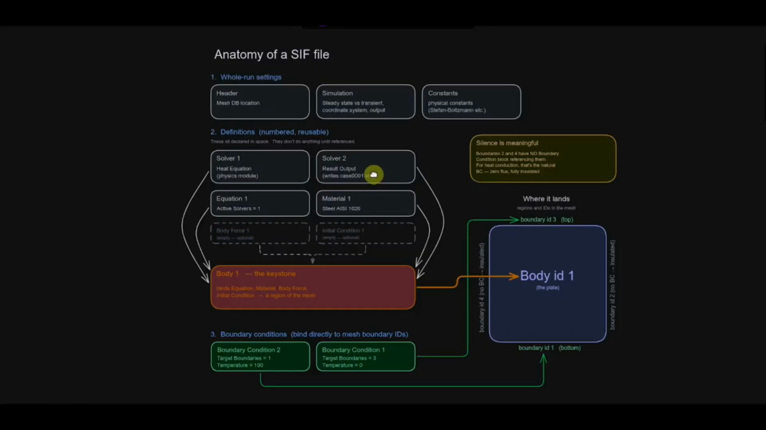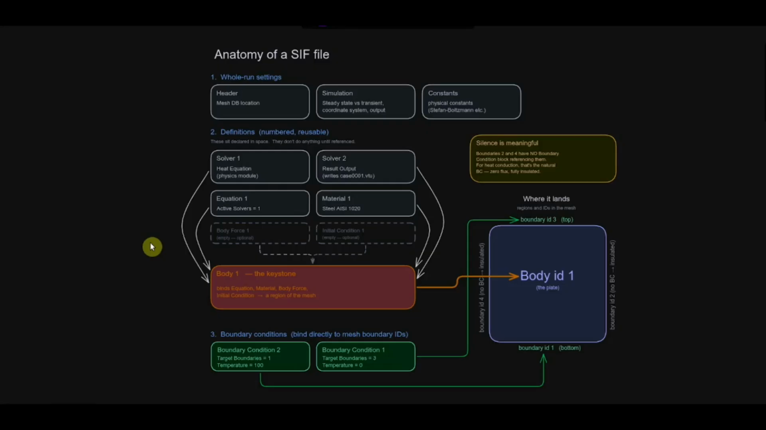Alright, before we walk through the file line by line, let me show you the shape of what we are doing. On the left of this diagram is what you write. 12 sections grouped into 3 rows. At the top, the whole run settings, where you have Header, Simulation, and Constants. These sections apply to the whole run, not to any particular piece of geometry. In the middle, the numbered definitions: Solver 1, Solver 2, Equation 1, Material 1, plus the 2 empty sections the template left behind.